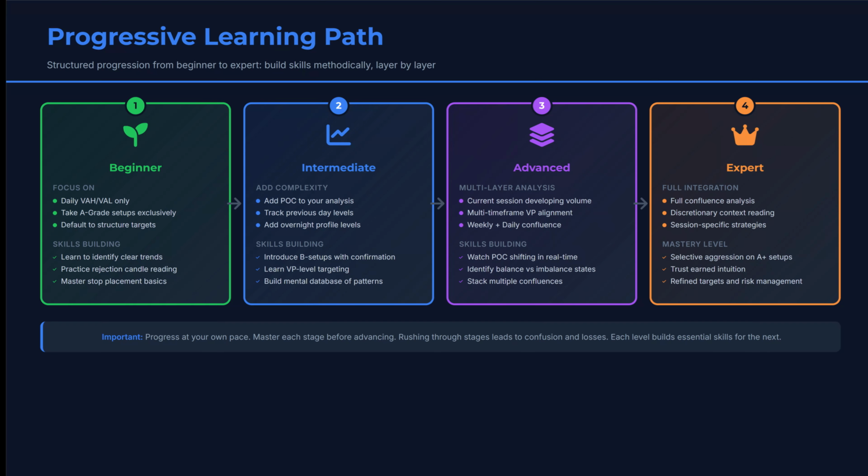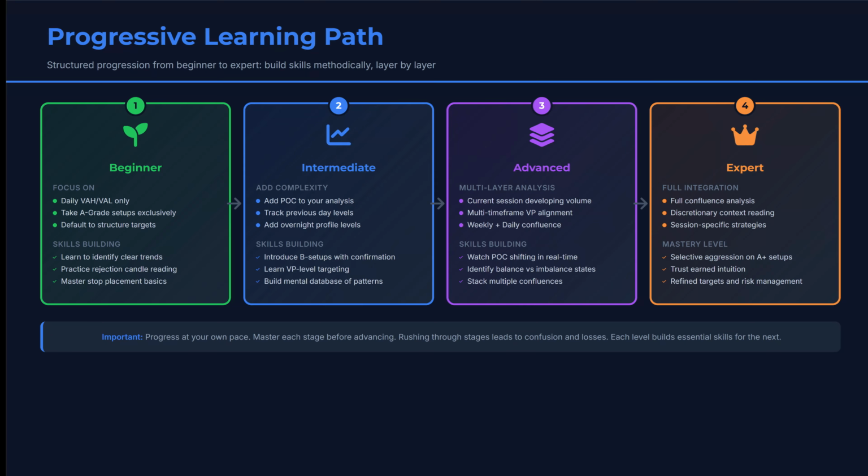Add overnight profile levels. If you're trading during the New York session, mark the Asian overnight VAH, VAL, and POC. These are key reference points for early New York momentum. Skills building at the intermediate stage.